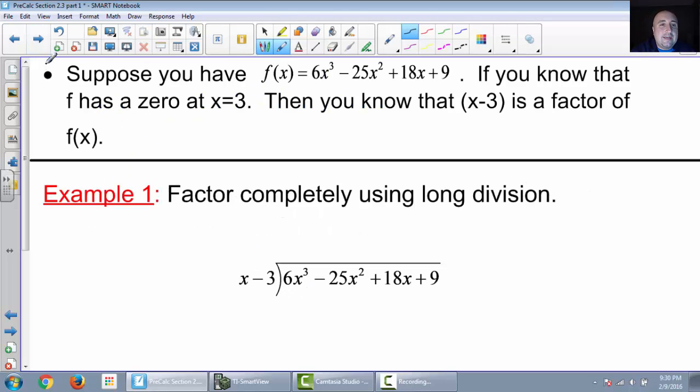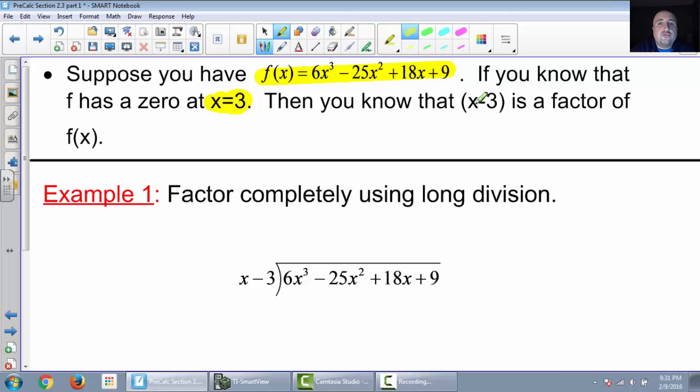Okay, so let's look at the first example. It says, suppose you have a function. Here's our function, 6x cubed minus 25x squared plus 18x plus 9. If you know that f has a 0 at x equals 3, so x equals 3 is one of the x-intercepts of this function, then you know that x minus 3 is a factor.